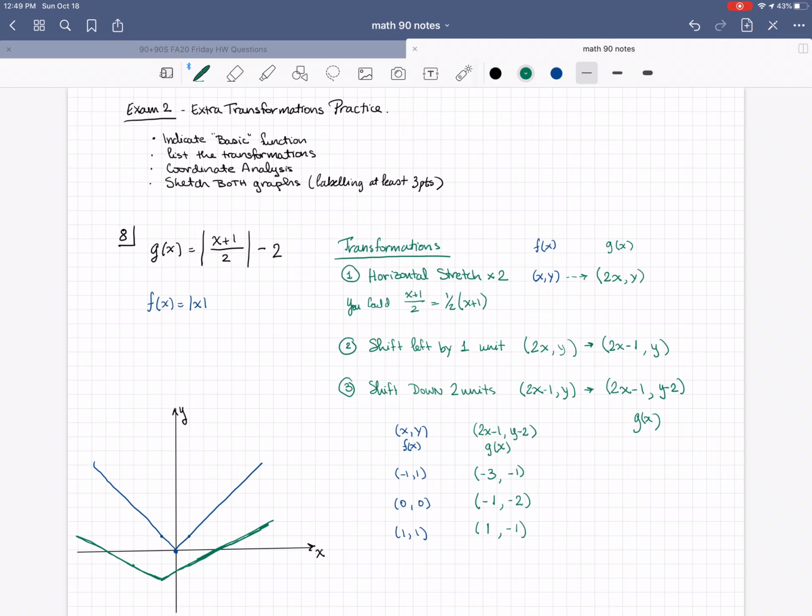That is the last of the extra transformations practice examples. I hope you've had a chance to both watch all 8 of these through, but also pause the video as you go to make sure that you are keeping up and that you are understanding and that you are doing it on your own as well.